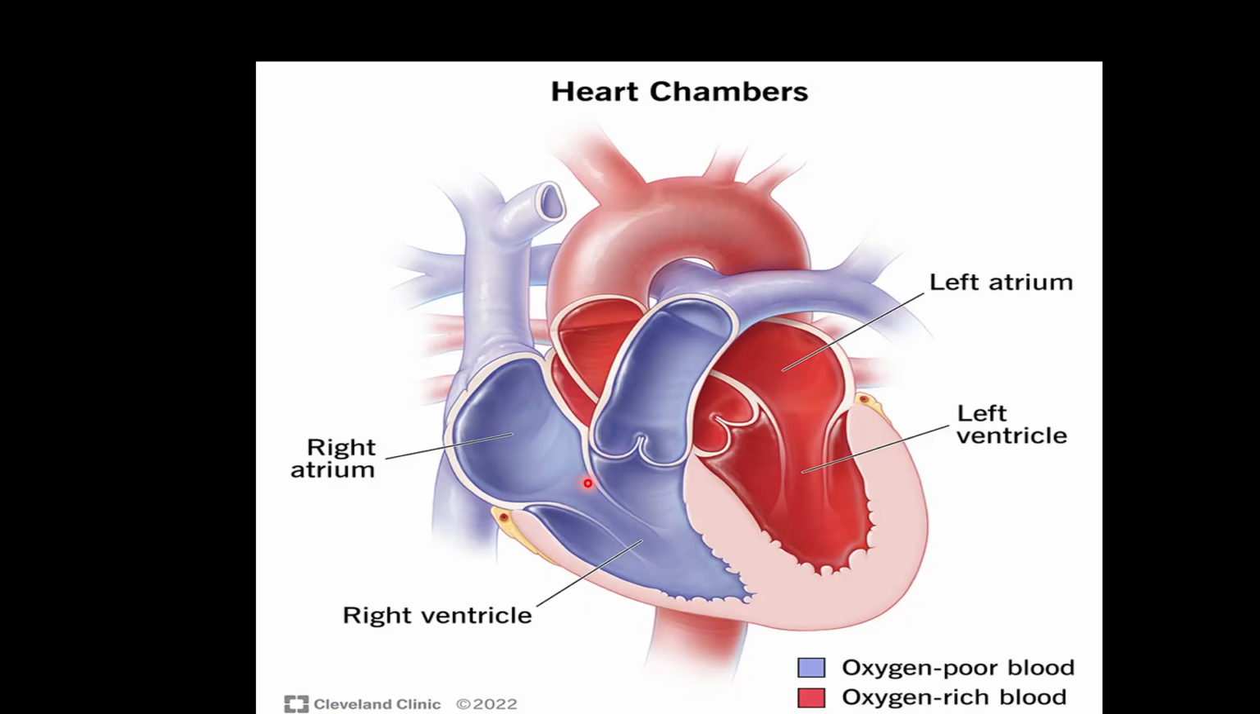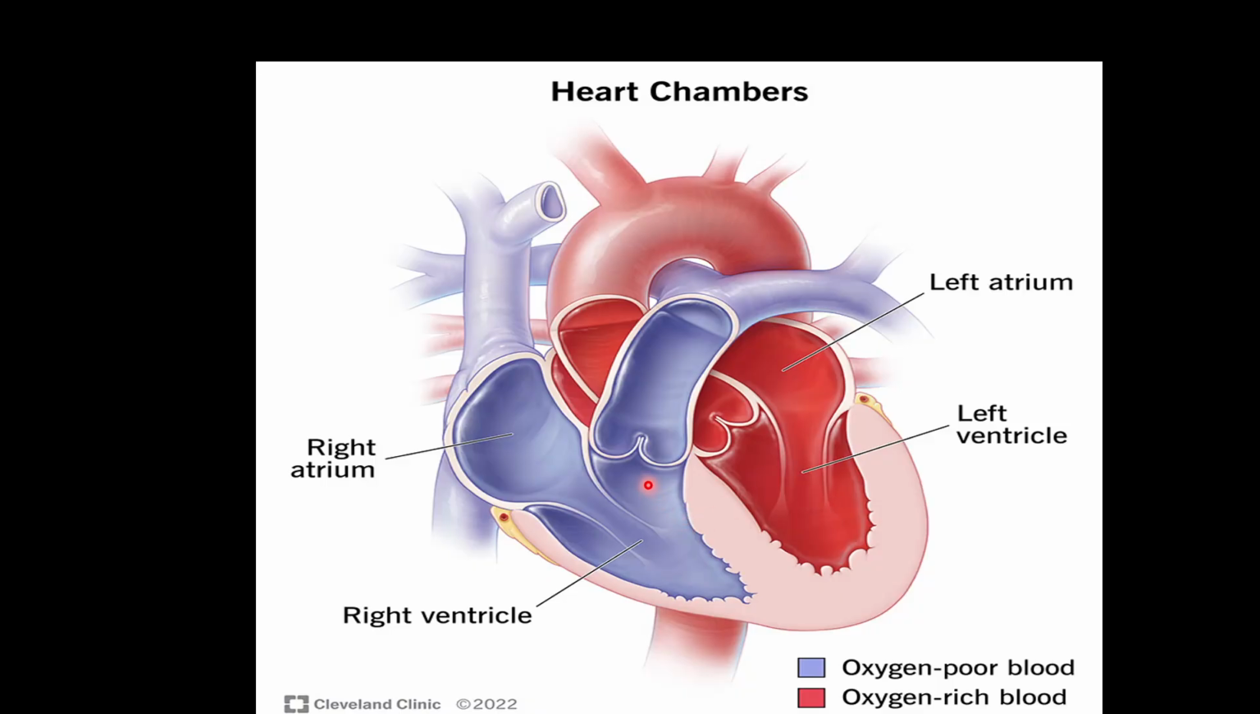So the tricuspid valve is present on the right side, that means between the right auricle and right ventricle, and the bicuspid valve, which is also known as the mitral valve, is present between the left auricle and left ventricle.